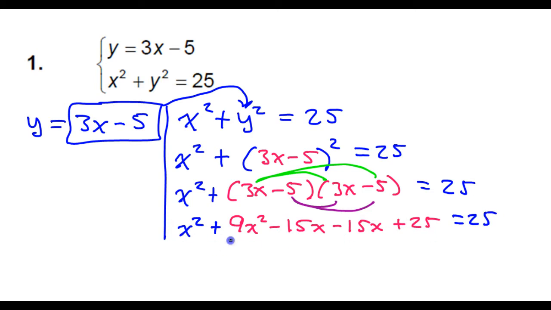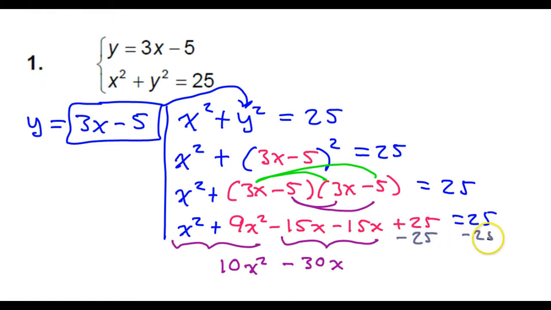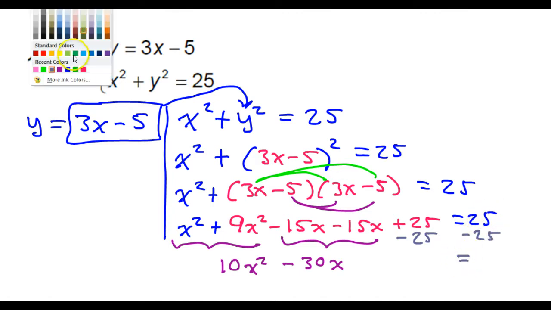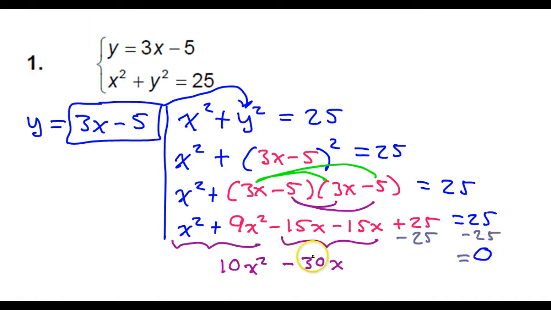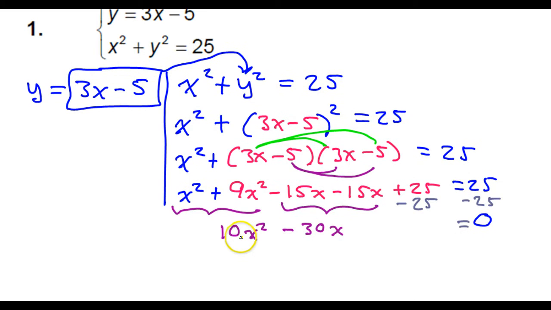So now let's combine like terms and do a couple other things. Okay, x squared plus 9x squared is going to give us 10x squared. Negative 15x and negative 15x, that's negative 30x. And we can also go ahead and subtract 25 from both sides. Alright, so this is going to actually make 0 over here. Okay, so that's what we have at this point. We have 10x squared minus 30x equals 0.